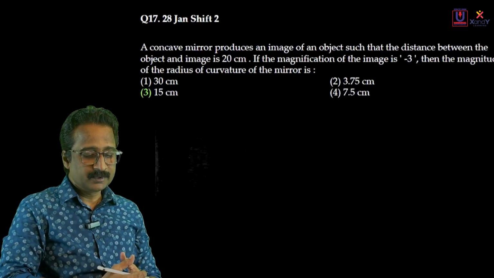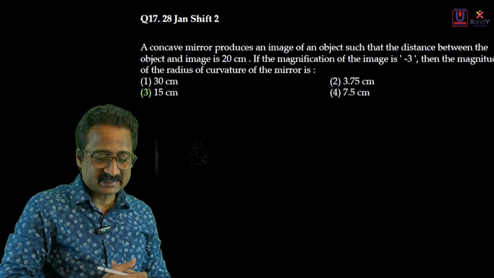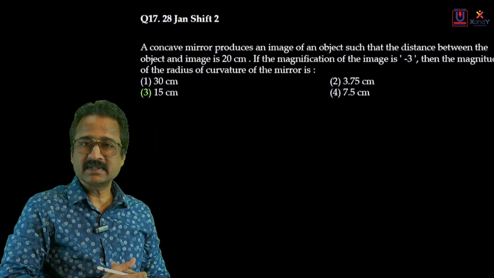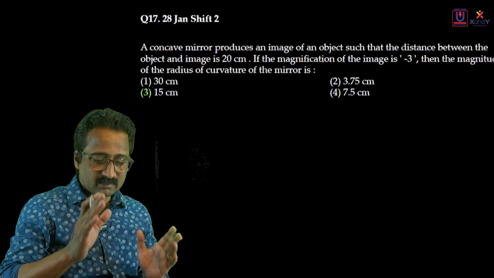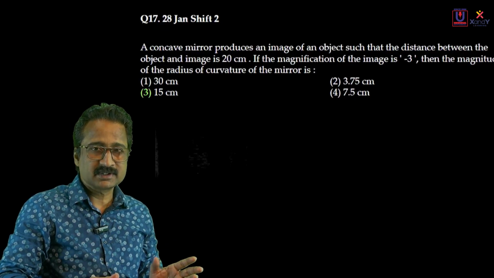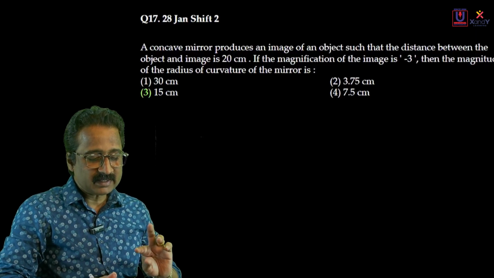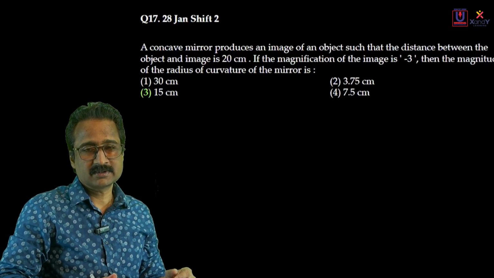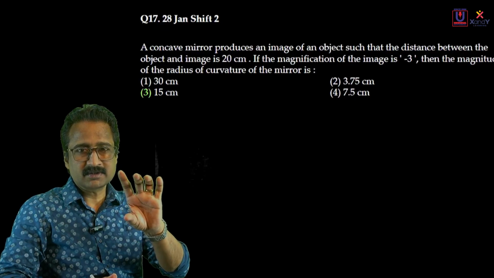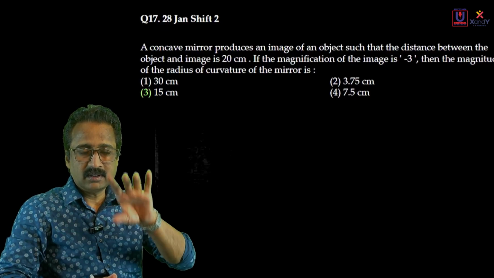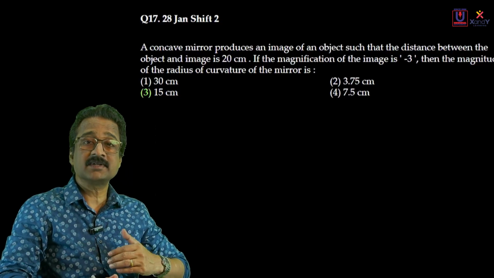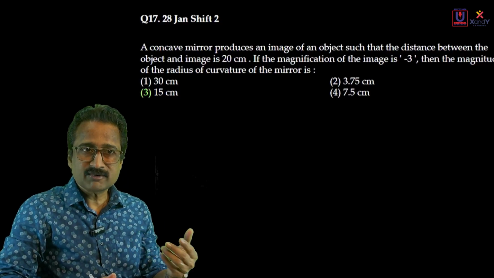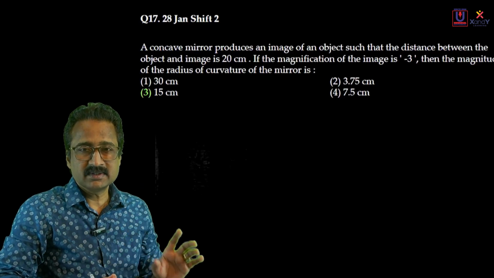A concave mirror produces an image of an object such that the distance between object and image is 20 centimeter. It's a concave mirror. It's a real image because the magnification of the image is said to be -3. Then the magnitude of the radius of curvature of the mirror is? So there is an object placed in front of a concave mirror. The image is real, that's very clear from the statement here, because the magnification is -3. A negative sign of magnification indicates that the image is real.